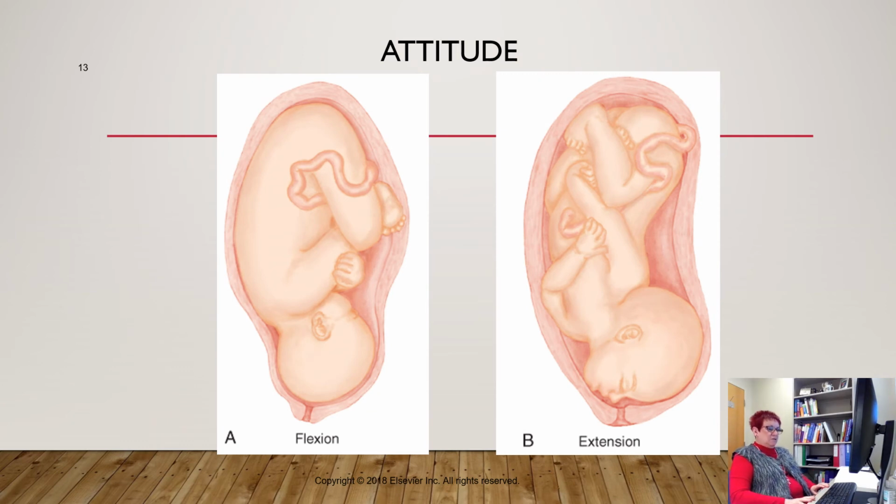And here's the attitude that we like to have. We want that head flexed. As you can see, if it's not flexed yet and it's not extended, look how out of alignment it is. And that's going to be very, very difficult for that baby to get through if that does not change. In fact, it might not make it through the birth canal. We just have to kind of wait and see.